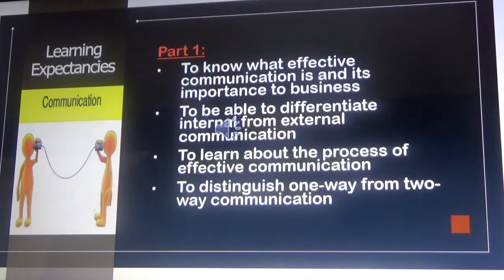We shall be dividing the goals and objectives of this learning into 5 parts. Our learning expectancy for part 1 are seen on the screen. We have to know what effective communication is and its importance to business, to be able to differentiate internal from external communication, to learn about the process of effective communication, and to distinguish one-way from two-way communication.